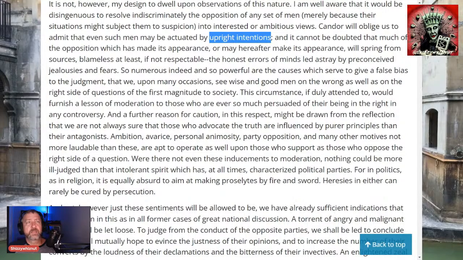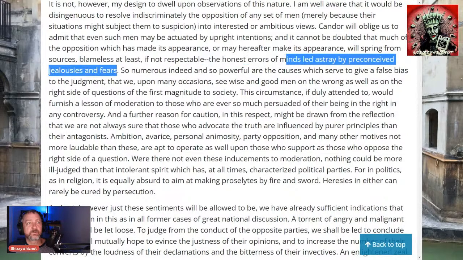And it cannot be doubted that much of the opposition which has made its appearance, or may hereafter make its appearance, will spring from sources blameless, at least, if not respectable, the honest errors of minds led astray by preconceived jealousies and fears.